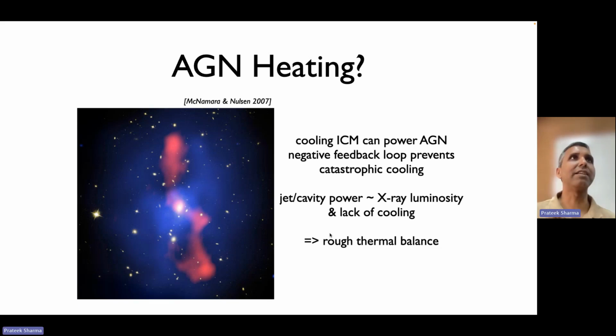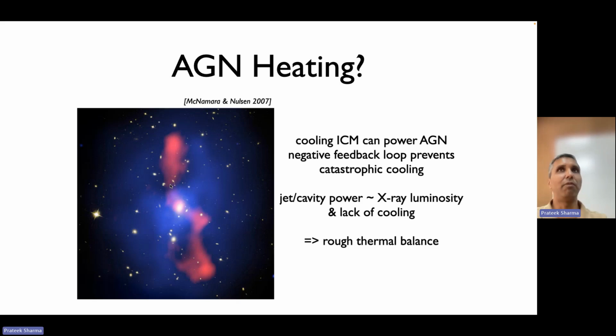Yet another evidence that there is heating happening in galaxy clusters. So this is a composite image of a galaxy cluster showing in blue X-ray emission and in sort of magenta radio emission. And just by eye, you can actually see that there is a deficit of X-ray emission at these locations where the radio jets are. It's as if the radio plasma is just displacing the X-ray emitting plasma.